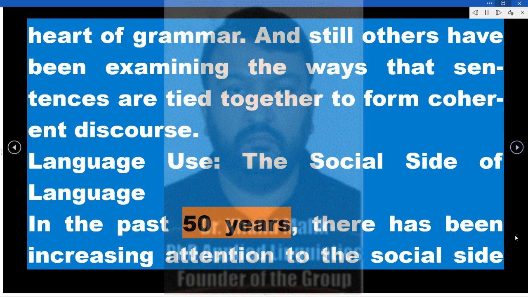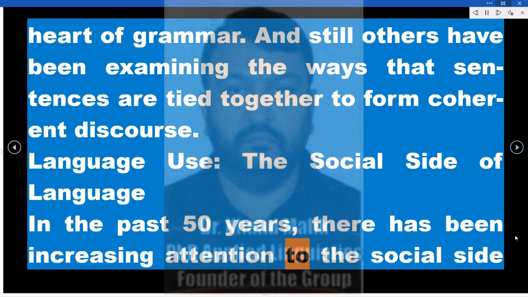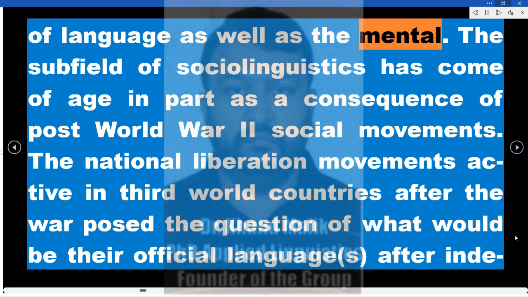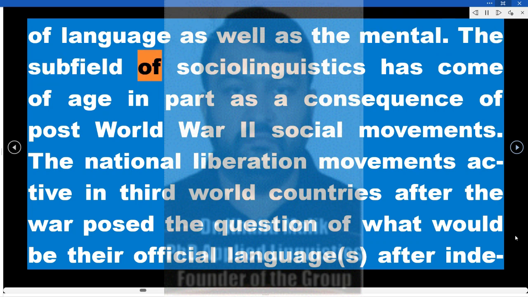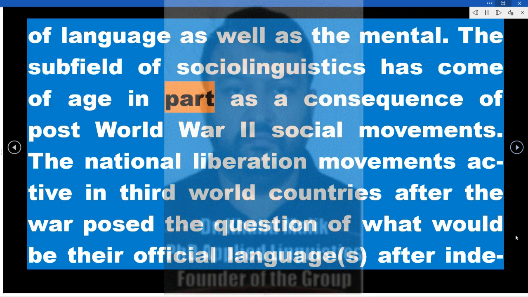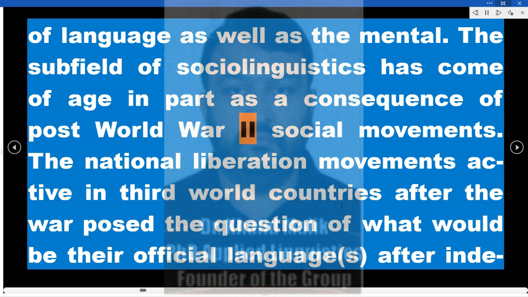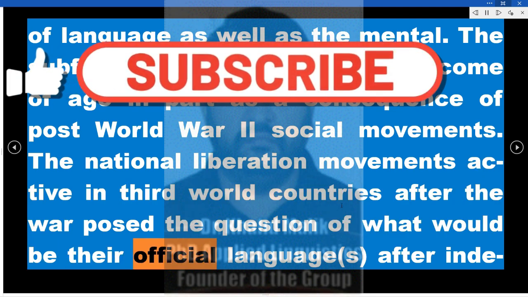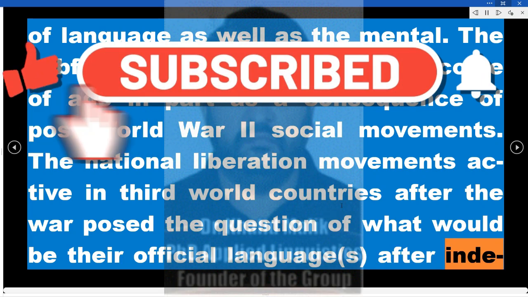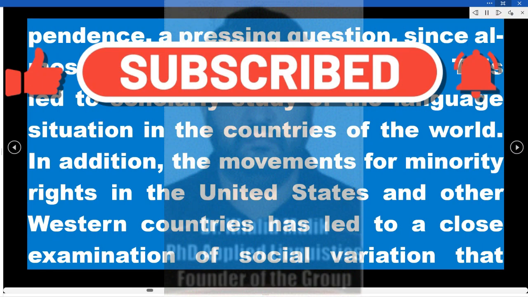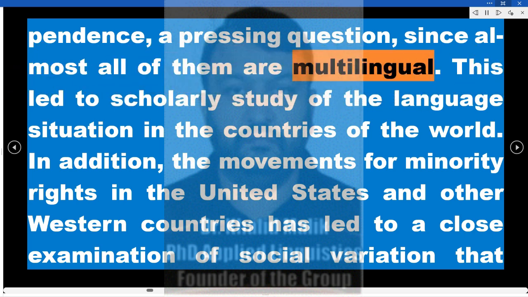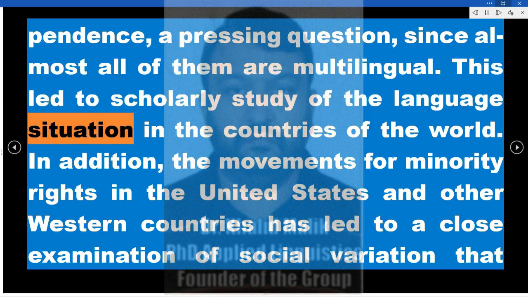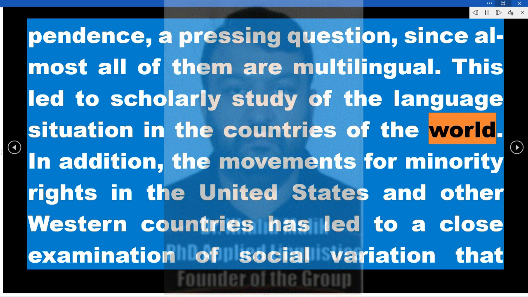In the past 50 years, there has been increasing attention to the social side of language as well as the mental. The subfield of sociolinguistics has come of age in part as a consequence of post-World War II social movements. The national liberation movements active in Third World countries after the war posed the question of what would be their official languages after independence, a pressing question, since almost all of them are multilingual. This led to scholarly study of the language situation in the countries of the world.